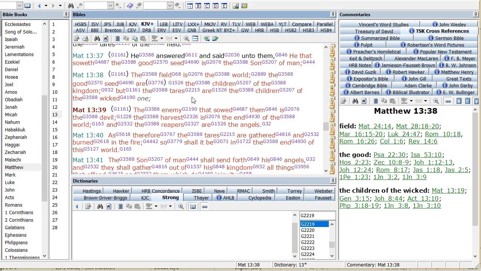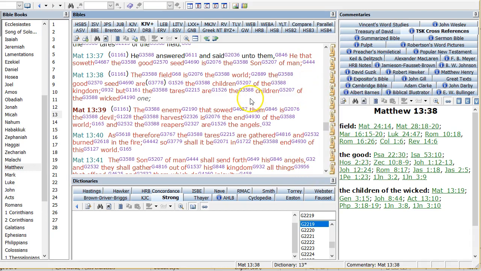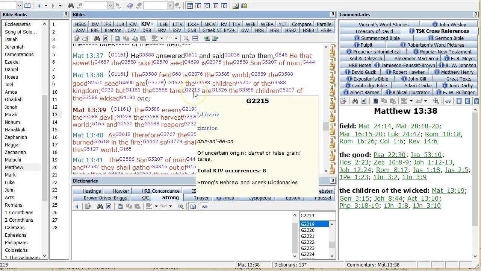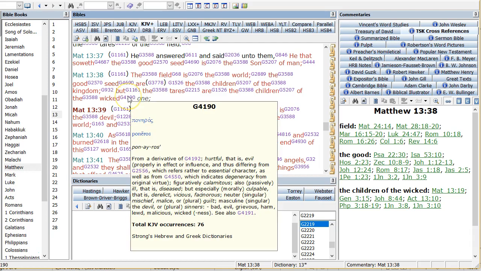Now, the sower of the seed is Bani Adam. That's what he referred to himself as. Bani Adam, the son of Adam. He says that the field is the world. The good seed, they're the children of the kingdom. But the tzitzanion, tzitz, they're the children of the wicked one, Poneros.